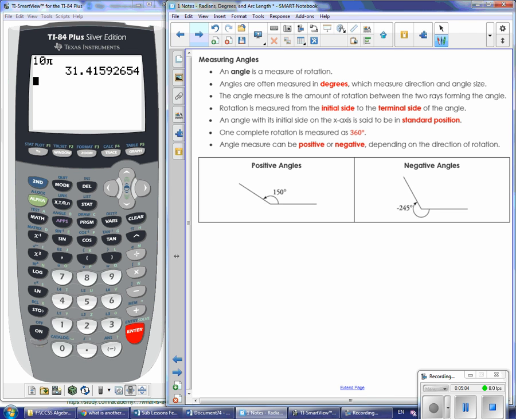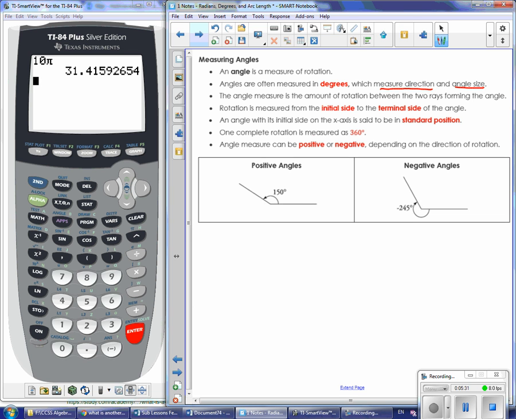So we know an angle is a measure of rotation, and we're going to start by looking at angles measured in degrees. But one of the things that you may not know is that angles can have negative values as well, because an angle measures the direction and the angle size. Most of the angles that we've looked at so far have all been positive. So the angle measure is basically the amount of rotation between two rays that form the angle.